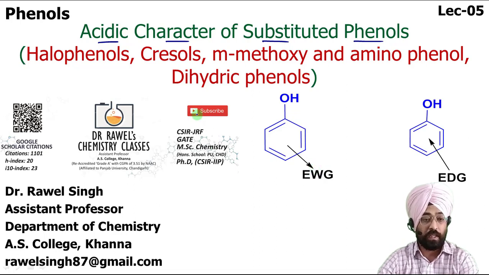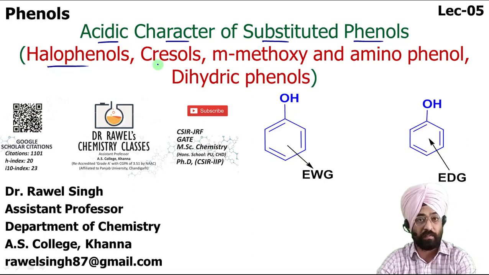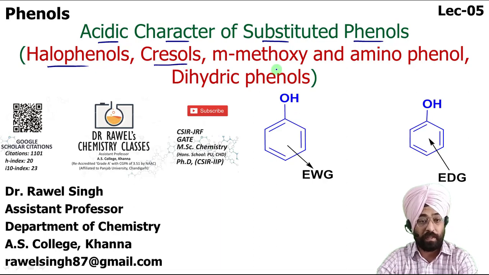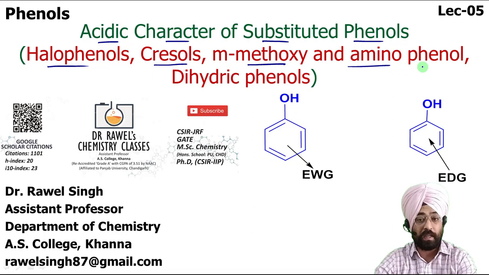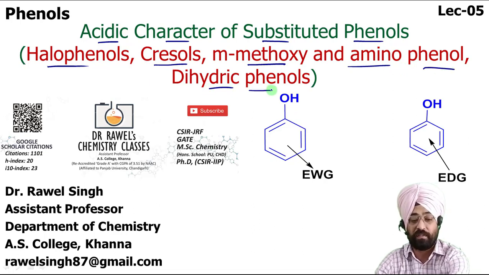Today, in continuation of that lecture, we will discuss the acidic order of various halophenols, meaning when we have a halogen in the benzene ring, cresols when we have a methyl substituted phenol, meta-methoxy and meta-aminophenol, and various dihydric phenols. Then we will see which one is more acidic and which one is less acidic.